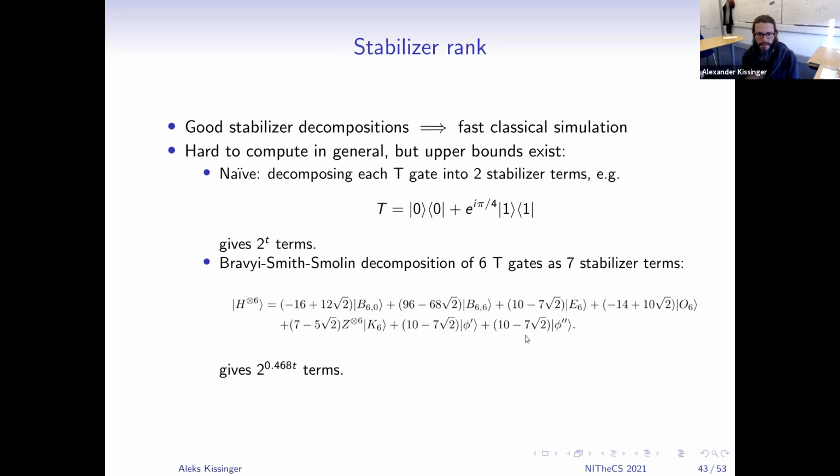And if you work out how this scales, you see that rather than getting 2 to the t terms, I get 2 to the 0.4 times t terms. So these things still go exponential, but the name of the game becomes trying to get this fraction to be as small as possible. And that's how these techniques work.